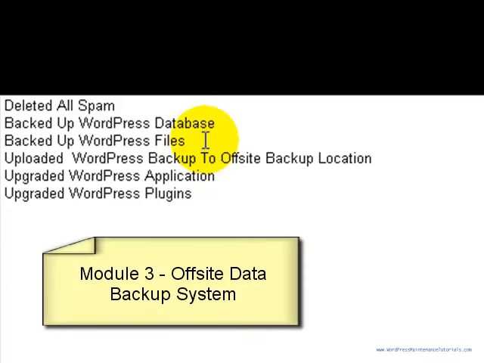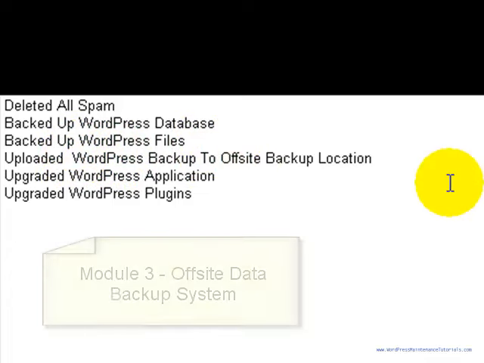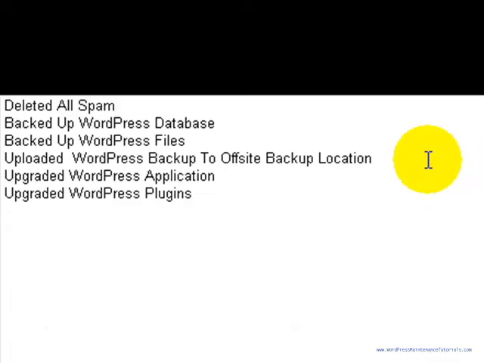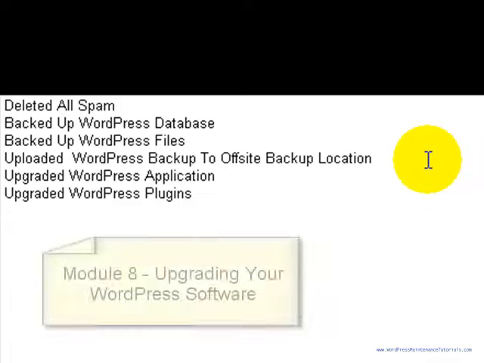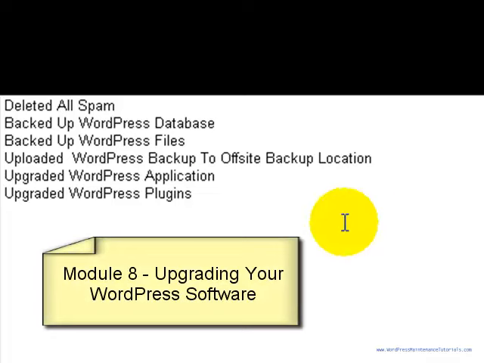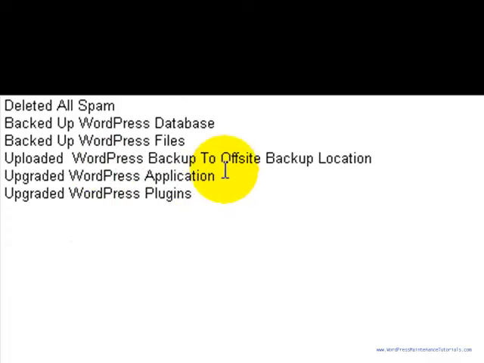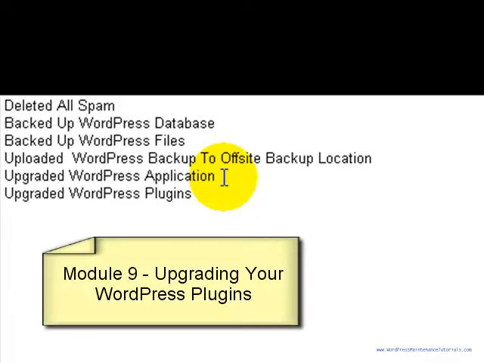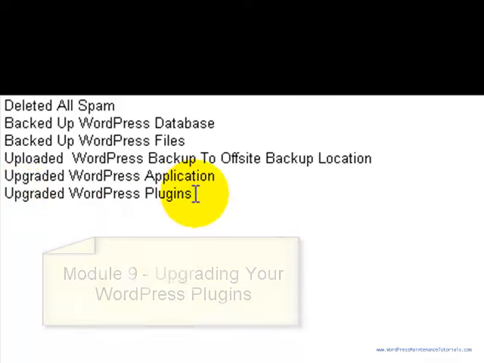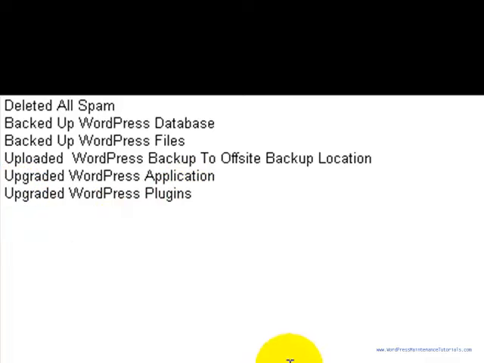We then zipped the backup folder and uploaded it to our offsite backup location to make sure that if anything happens to the site or to the computer, we've got a backup of our site. We then went back into our WordPress site and we upgraded the WordPress application. I did that one using the cPanel file manager upgrade method, and we then upgraded the WordPress plugins manually. At the end of all of that, just make sure that everything was upgraded correctly and the maintenance routine has been completed.